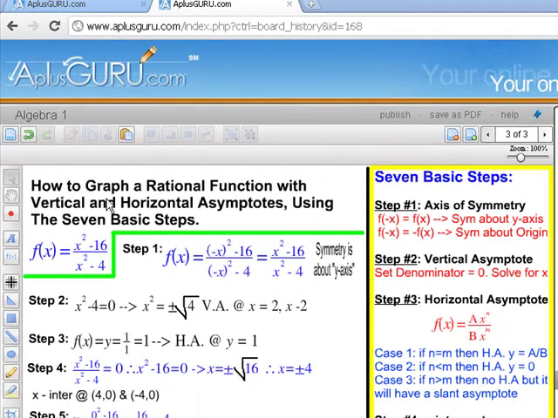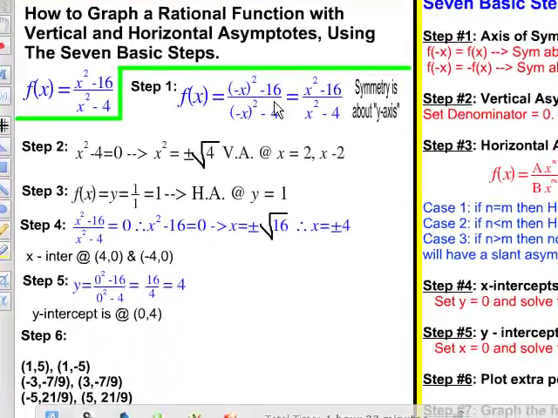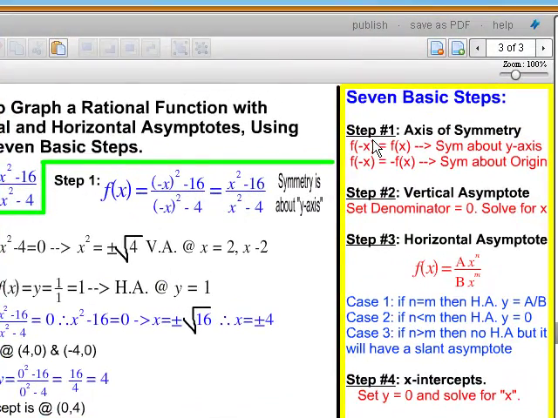Today we will cover how to graph a rational function with vertical and horizontal asymptotes using the 7 basic steps. This is the rational function that is in question right now, and I've listed the 7 basic steps on the right hand side here in the yellow box. As you can see, I've already worked out all the steps, so I'll walk you through how to use them.